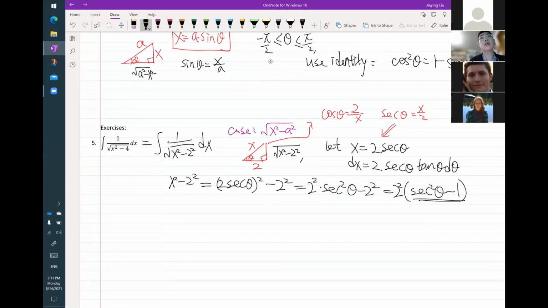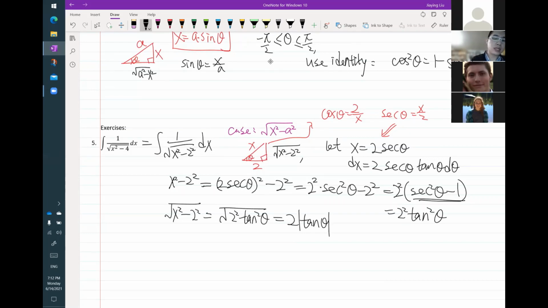So anyway, let me finish this. This part is just tangent squared theta. So I get 2 squared tangent squared theta. It's really nice because that's a square, right? And if you remember, in the integral I have a square root of this. So square root of x squared minus 2 squared becomes square root of 2 squared tangent squared theta, and that just becomes 2 absolute value of tangent theta.